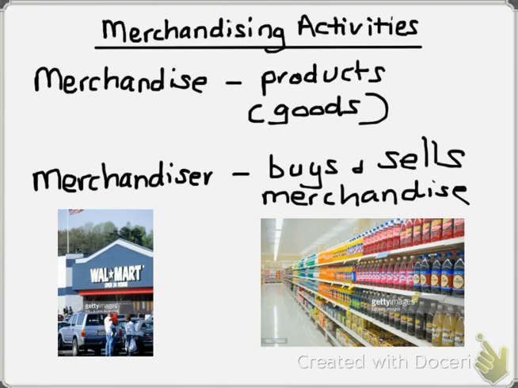There are two types of merchandisers: wholesalers, who buy products from manufacturers and then sell to other businesses called retailers, and then retailers, who either buy from manufacturers or wholesalers and sell to the end consumer. The companies we're more familiar with, like Walmart, JCPenney, Target, are retailers.